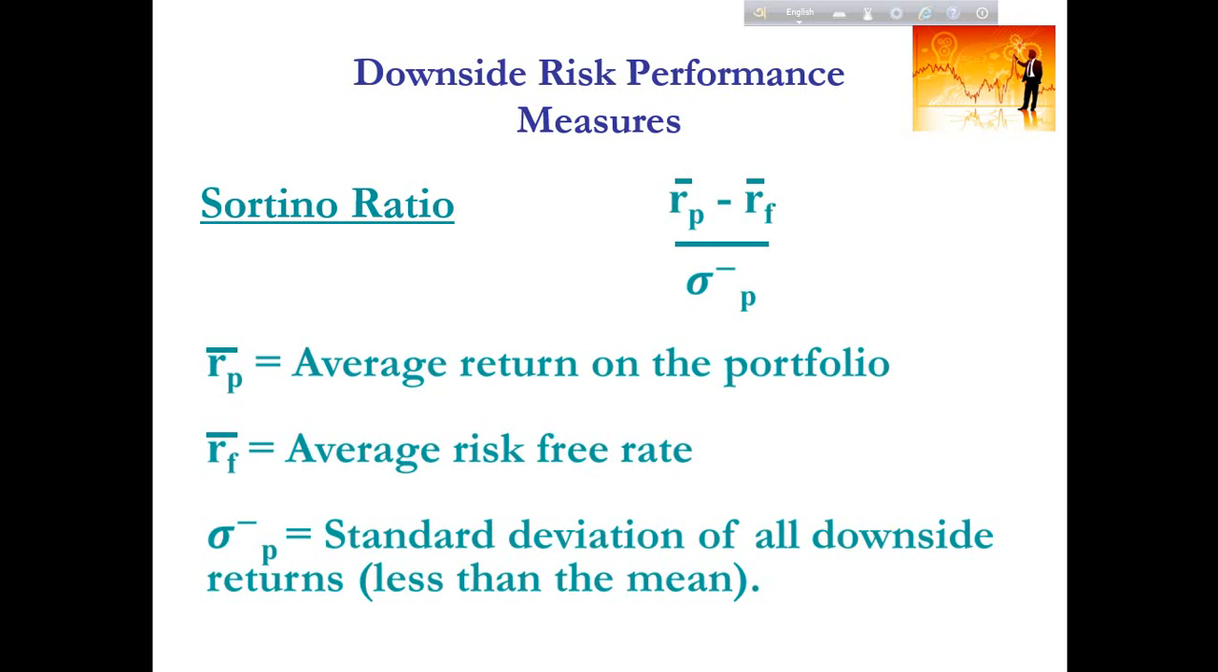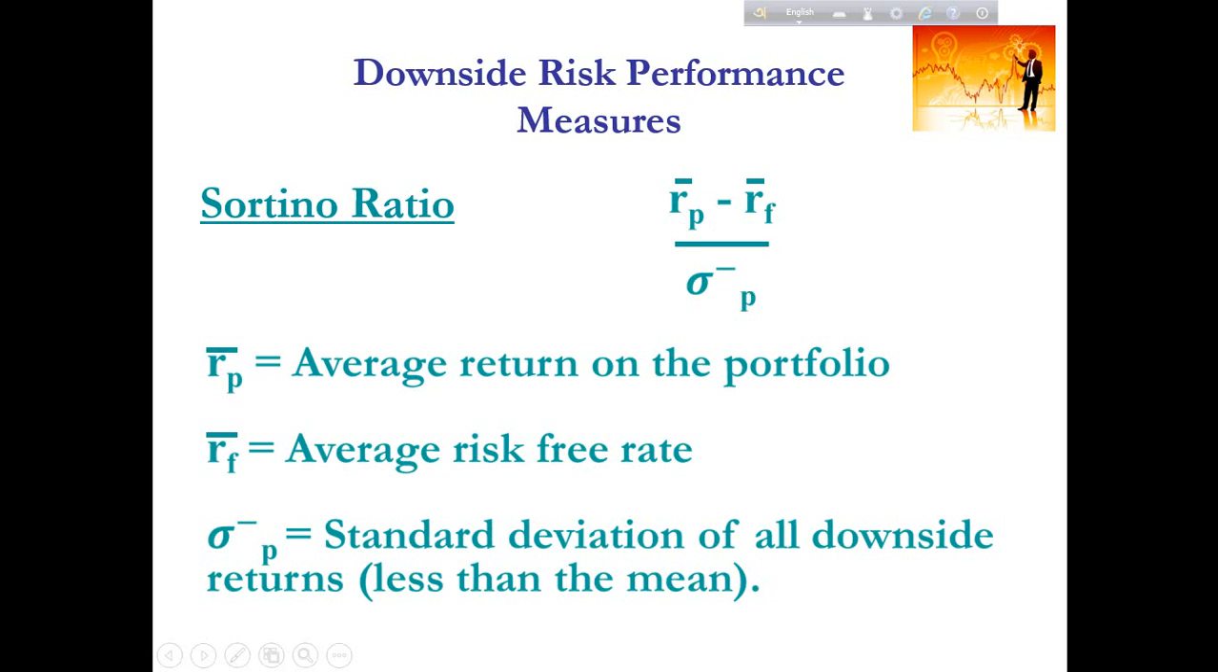The next group of measures look at the downside risk as a measure of risk. So once again, it is the trade-off between return and risk, but here we are focusing on a different type of risk. So the first is the Sortino ratio. Once again, the ratio looks quite similar to the Sharpe ratio.